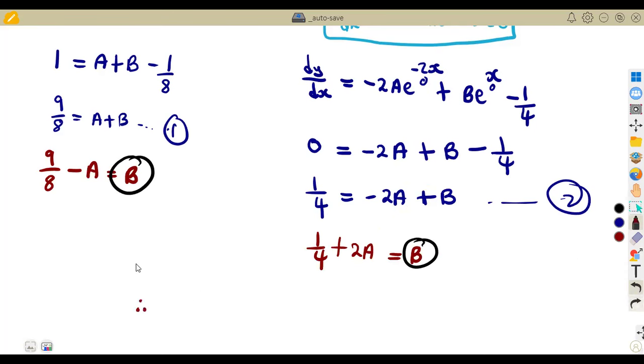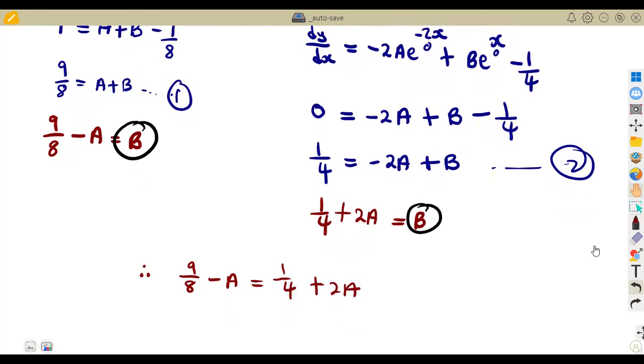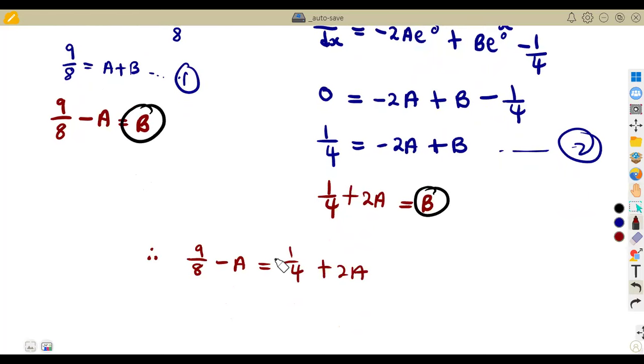So therefore, it follows that 9 over 8 minus A should be equal to this part also, which is 1 over 4 plus 2A. This is solving, guys. You can use whatever elimination method, whatever method that you want. Here, I'm just taking advantage of this question, all right? So I'm just going to transpose this one to this side. 9 over 8 minus 1 over 4.